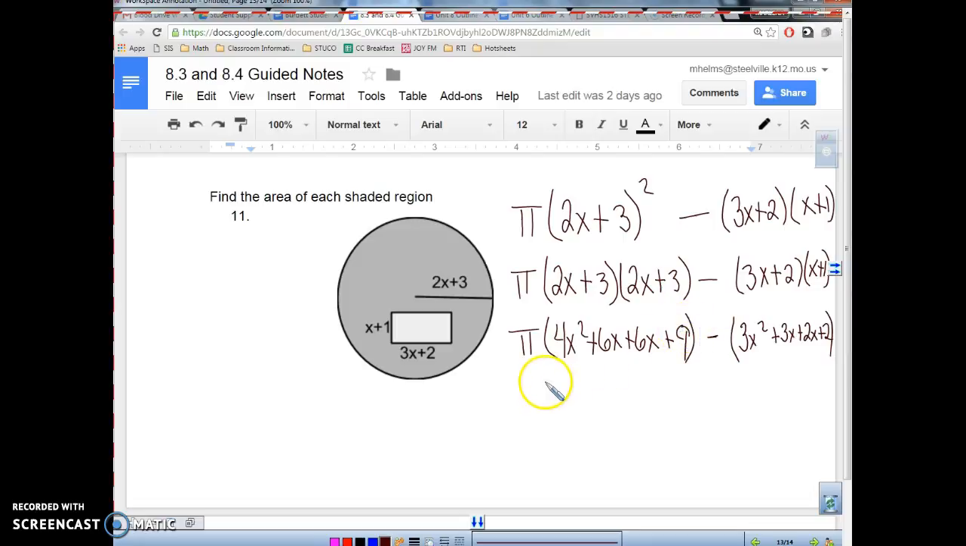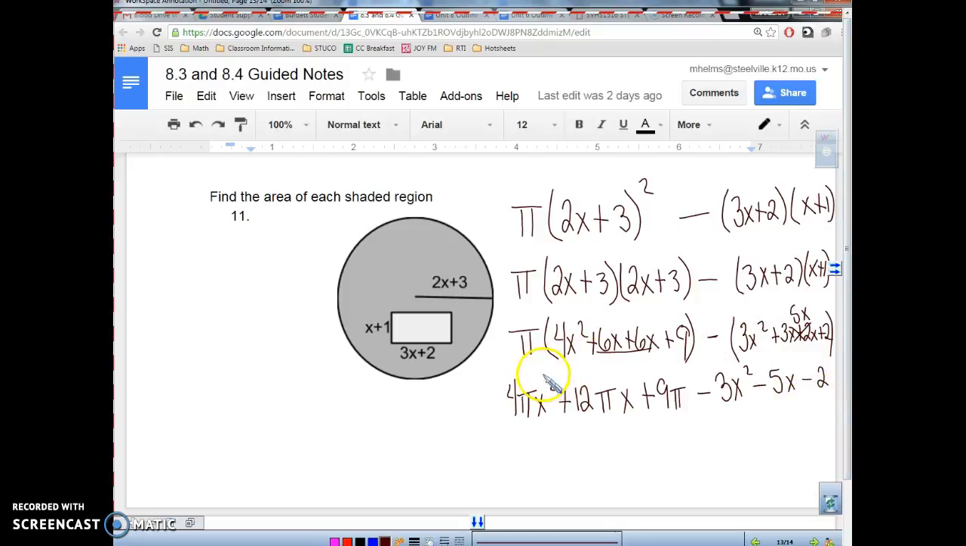Now we combine like terms, well, before we can do that, we have to distribute our pi. 4 pi x squared. And we could combine at the same time if we wanted to. So plus 12 pi x plus 9 pi minus 3x squared. And you have your 3 plus 2 here, which would be 5x, and you're distributing that negative sign, so it's going to be minus 5x minus 2.